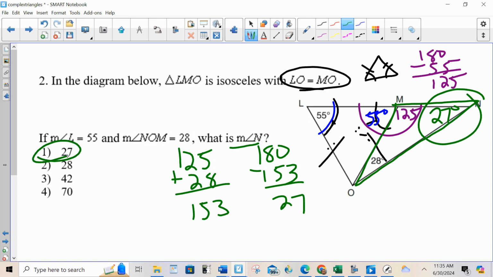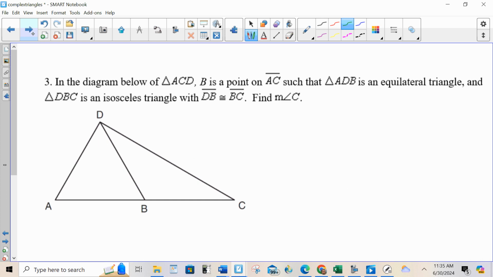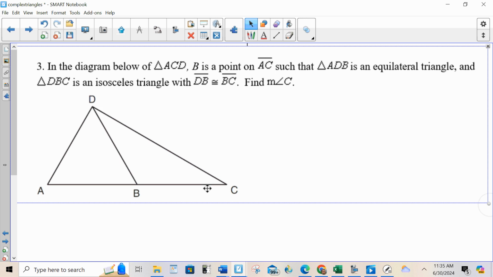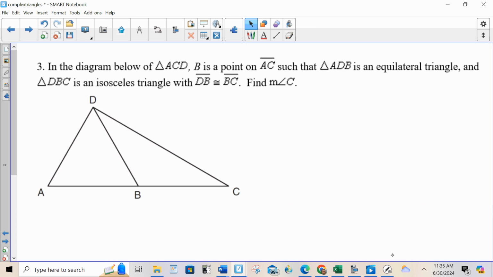Let's do one more, in fact, we can take a look at number three, that utilizes the isosceles triangle. Why don't you take a moment and try this one on your own before I take a look at it? All right, now that you had an opportunity to take a look at it, is there anything important they're telling me in the problem? In the diagram below of triangle ACD, B is a point on AC such that triangle ADB is equilateral.